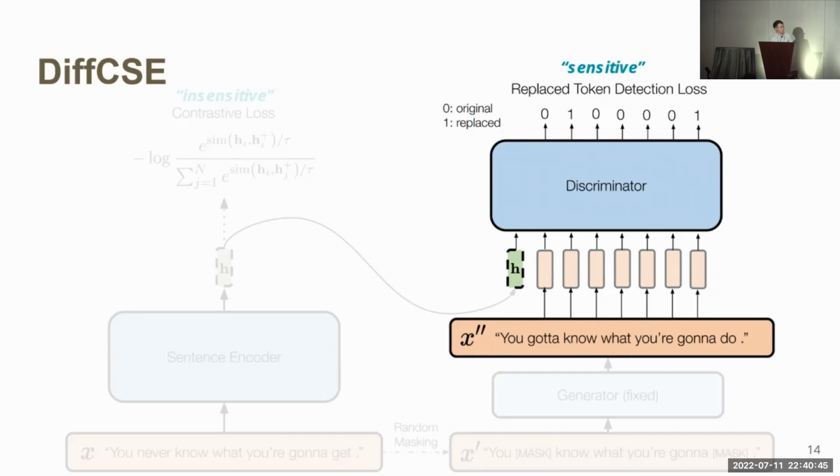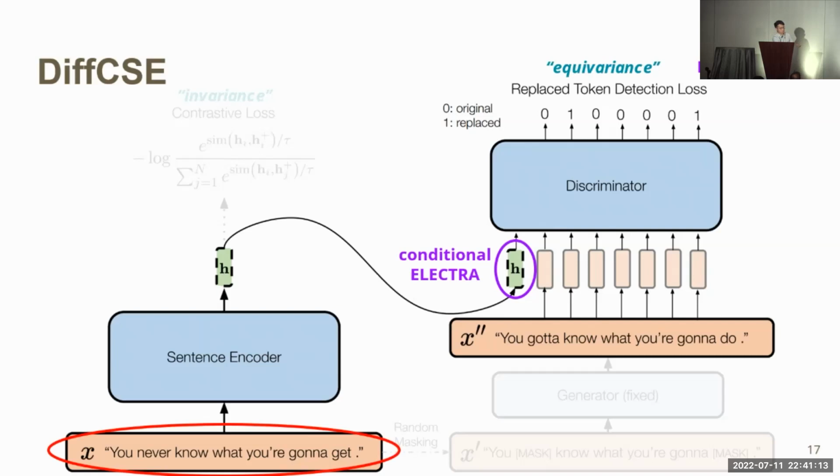Someone may want to ask a question here. Isn't the model on the right-hand side called ELECTRA? Yes, it's very similar to ELECTRA, but a big difference is that the discriminator is conditioning on the sentence embedding produced by the sentence encoder. So the gradient of the discriminator will be propagated to the sentence encoder. So we can force the sentence encoder to compress the information of the input sentence as much as possible.